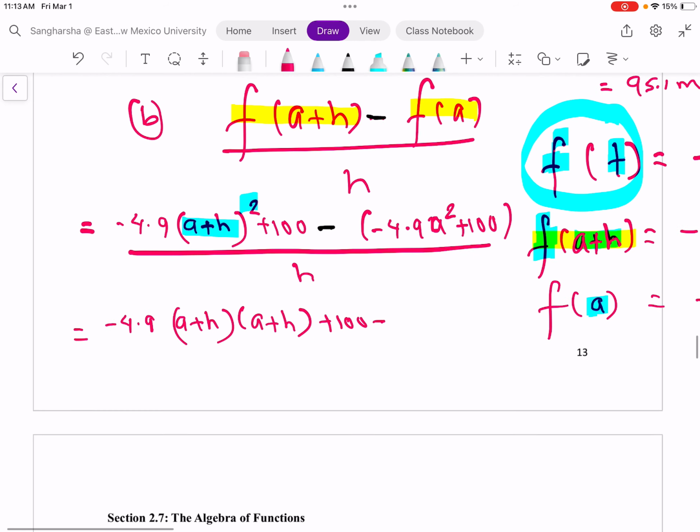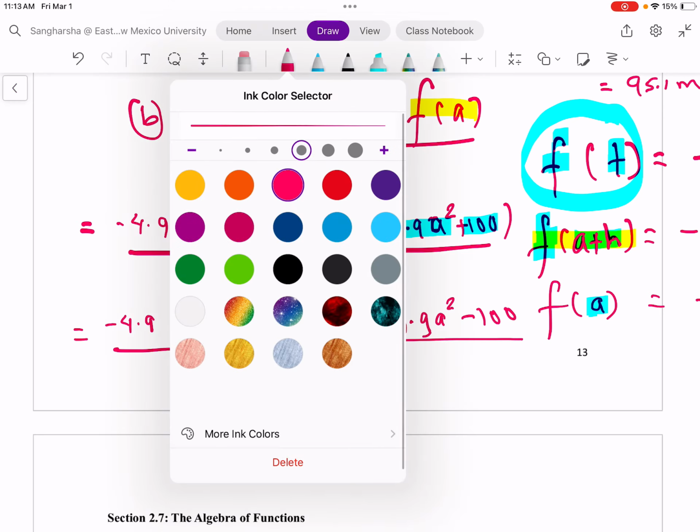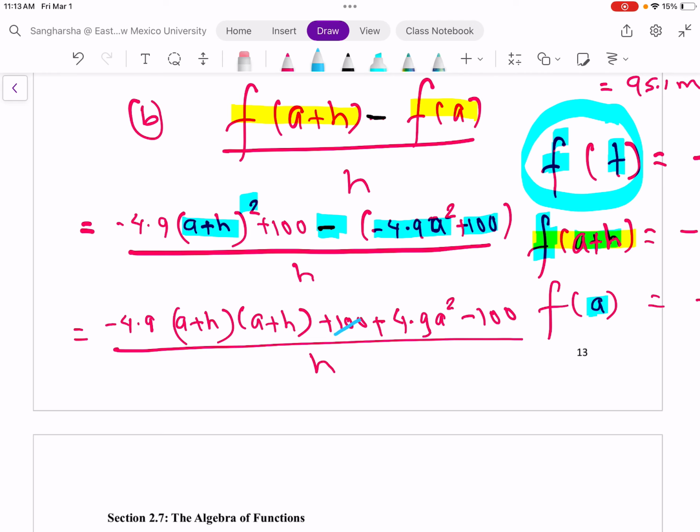Now we have the parenthesis, and what does the negative do? We distribute the negative to each term, so you multiply negative and each term. Negative times negative 4.9 a squared is positive 4.9 a squared. And negative times positive 100 is negative 100, divided by h. Now here we can cancel positive 100 and negative 100.